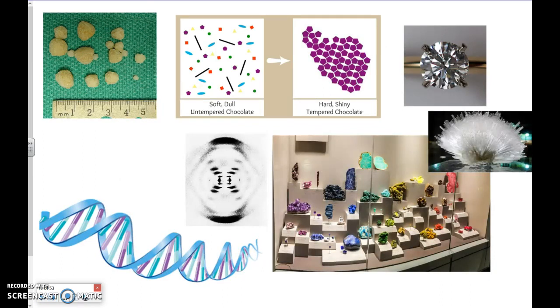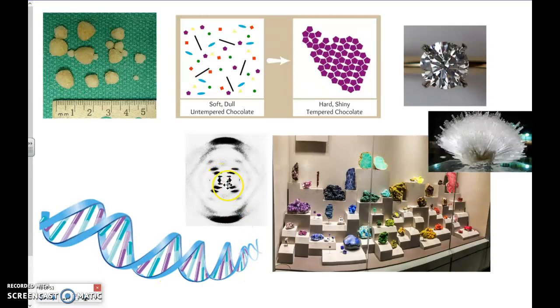Interesting things. This first one in the green is actually kidney stones. Crystals are all throughout our body, including DNA. DNA is considered a crystal. You can see that repeating pattern over and over again. We know exactly its size and shape, again, because of that repeating pattern.